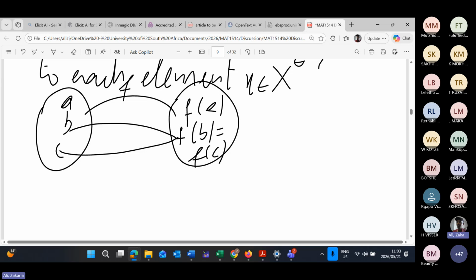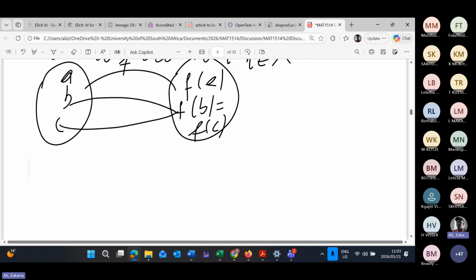Now, who can tell me, is this a function, yes or no? f of A is equal to f of B. Is the output unique? Yes. As for the input, I didn't say anything about it. I can take two inputs, and they give me one unique output. So this is what I'm trying to explain: the output must be unique.